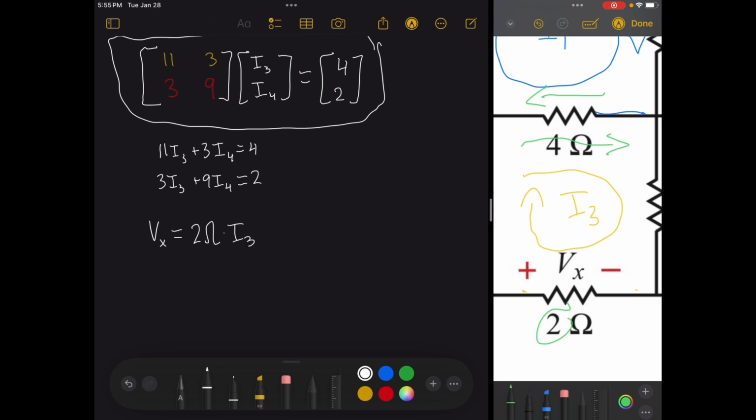But actually, it goes from low potential to high potential, so it's actually the opposite direction, so negative. I won't put the negative there, I'll put the negative on the Vx. So what we have is Vx is equal to 2 ohms times I3. All we need to do is solve for I3, and we have our answer for Vx. So let's move on to MATLAB now.